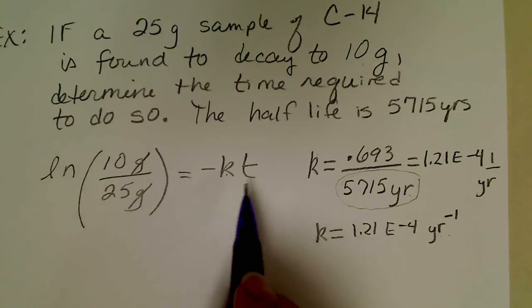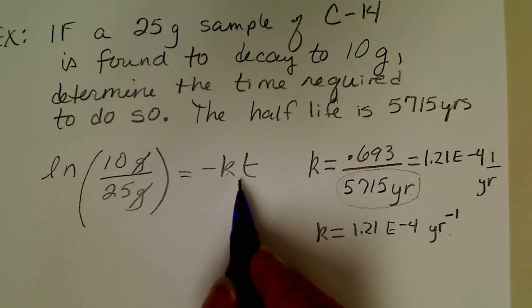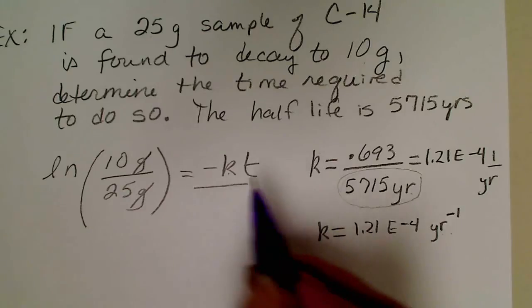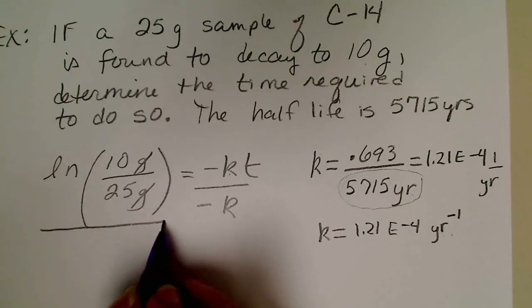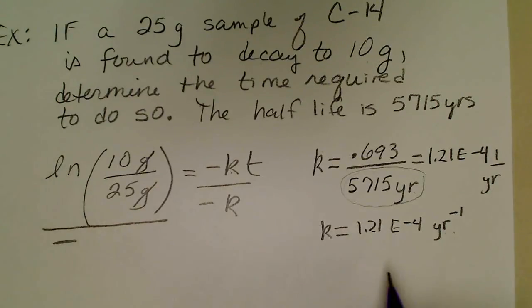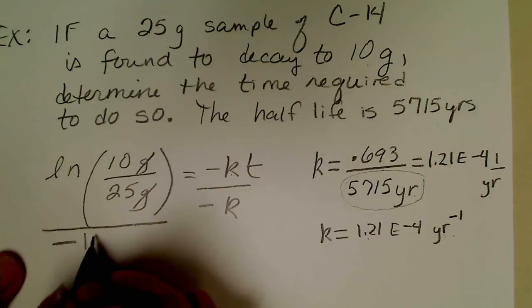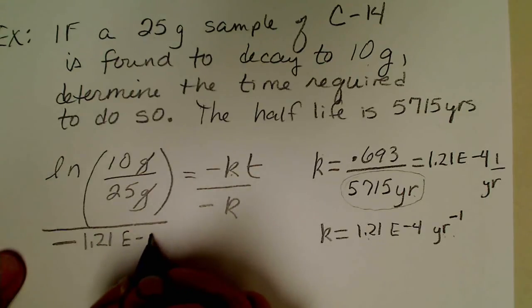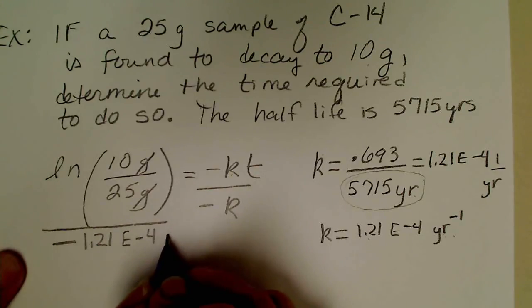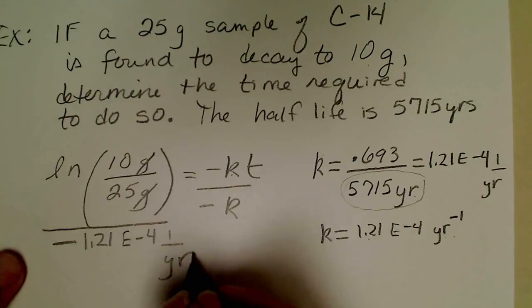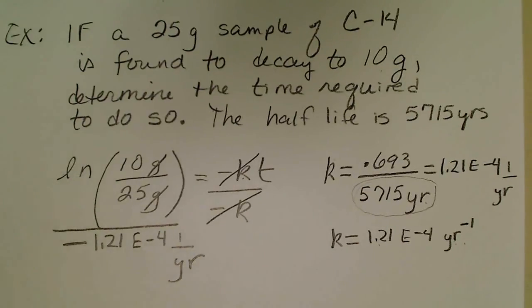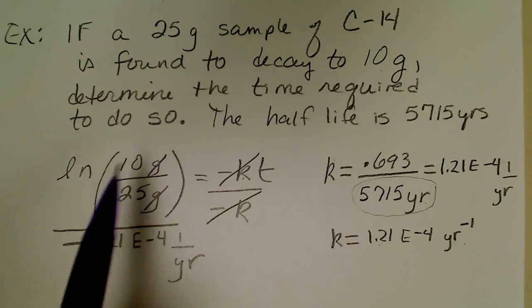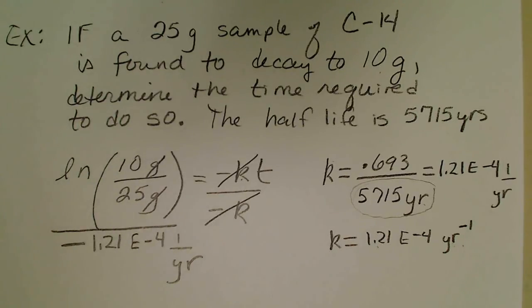So I'm going to rewrite this equation. I'm going to show dividing by negative k on both sides. So if I divide this side by negative, I'm going to put the k value in there, 1.21 times 10 to the minus 4 reciprocal years. So now we have t isolated in the equation. And then we just have to be careful on making sure that we plug numbers in the calculator correctly.